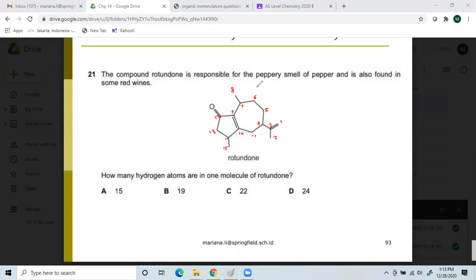Now, let's count the hydrogen. For the first C, how many hydrogens are there? This is supposed to be CH2, right? So 2. For this should be 3. How about this? Already 3 bonds, so only one each. 2 bonds, so 2 hydrogens. 3 bonds means 1 hydrogen. 1, 2, 3, 4 bonds, so 0. This should be 2. This should be 0. For this, 1, 2, 3, 4, 0. For this, 2. For this, 1. For this, 3. Okay, let's count. 19, right? Yeah, 19.